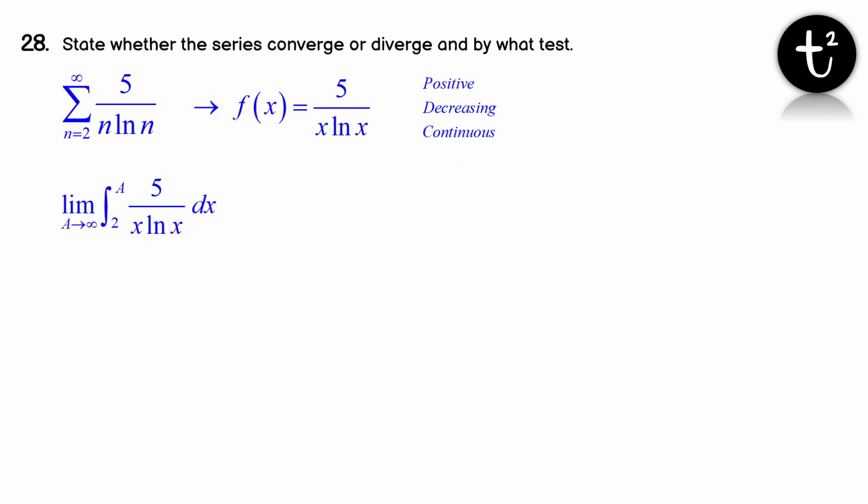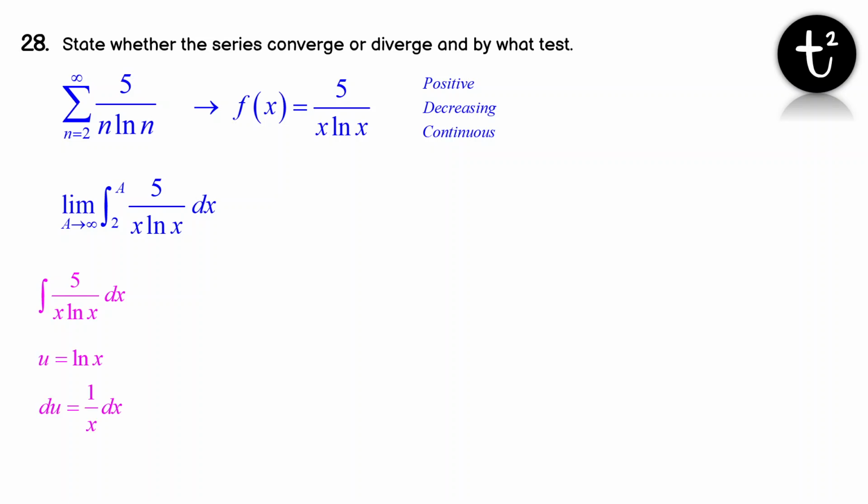We will find the limit as a approaches infinity of the integral going from 2 to a of 5 over x times the natural log of x dx. Again, before I proceed with the limit and the bounds, let's just quickly see what happens with the indefinite integral, the integral of 5 over x times natural log of x dx. I will use u substitution to evaluate this integral.